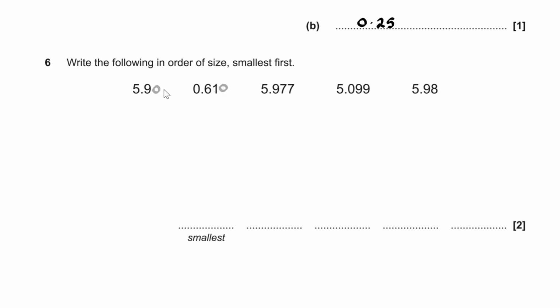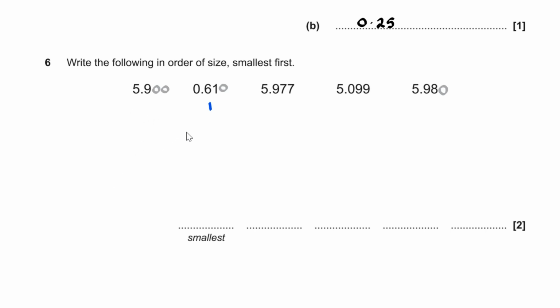5.9 is the same as 5.900. And the 5.98 is the same as 5.980, as we see here. And now it becomes easier to compare the numbers. Well, the smallest will be this here.